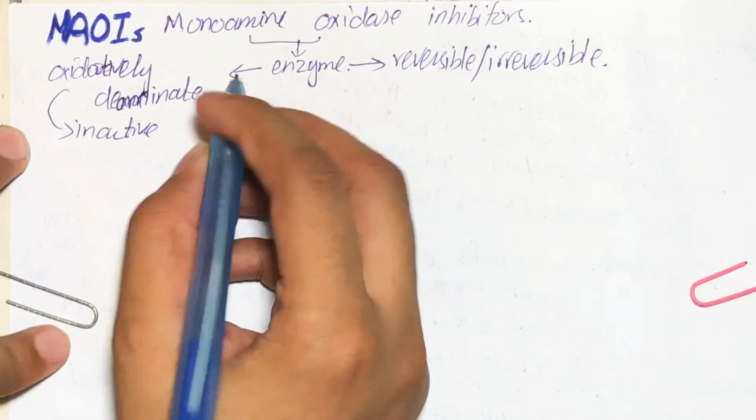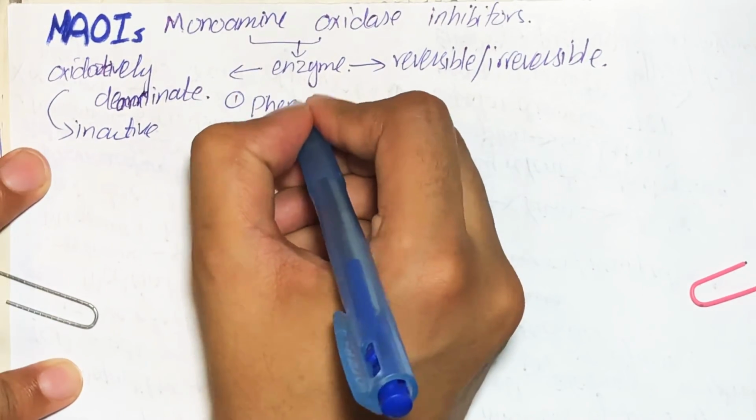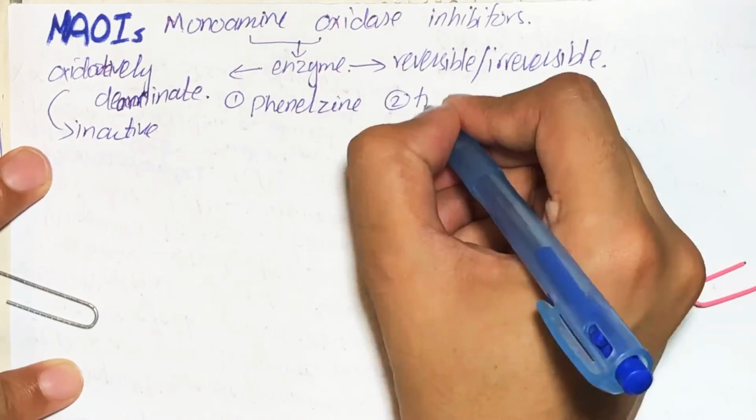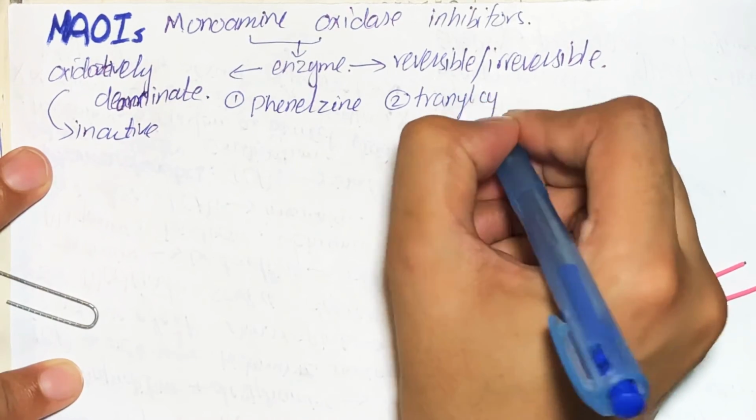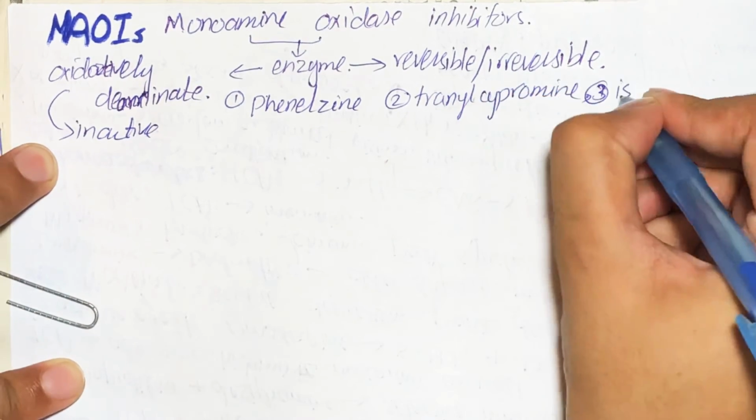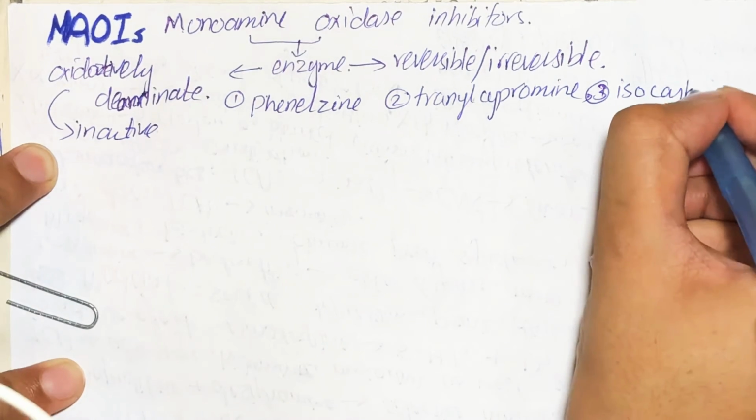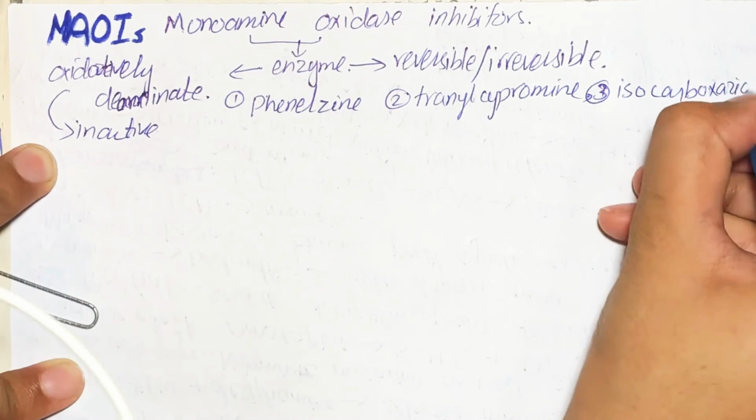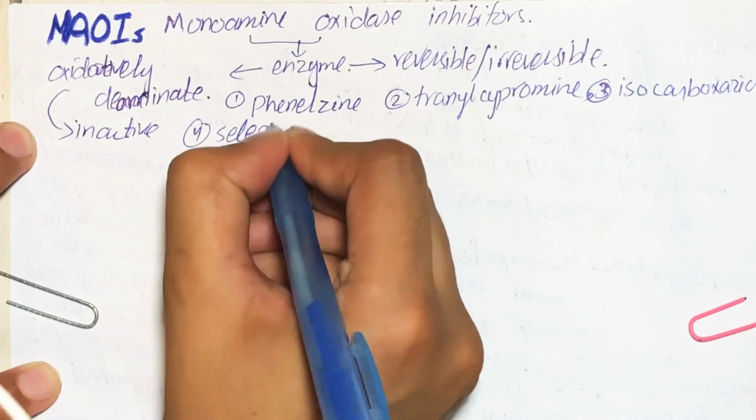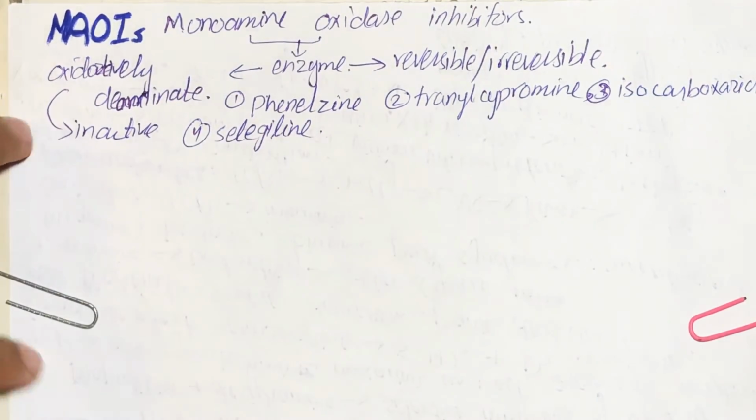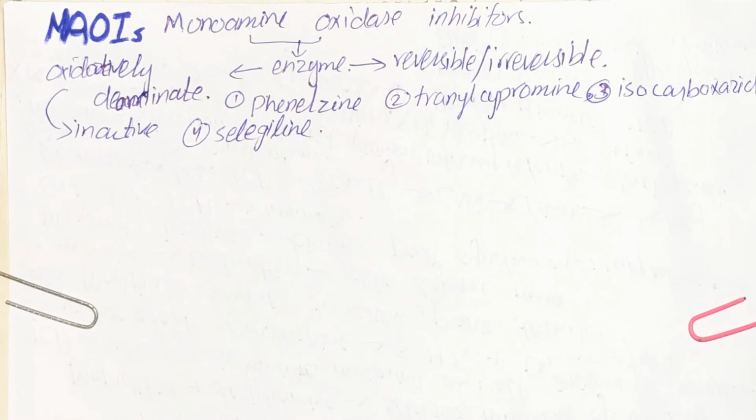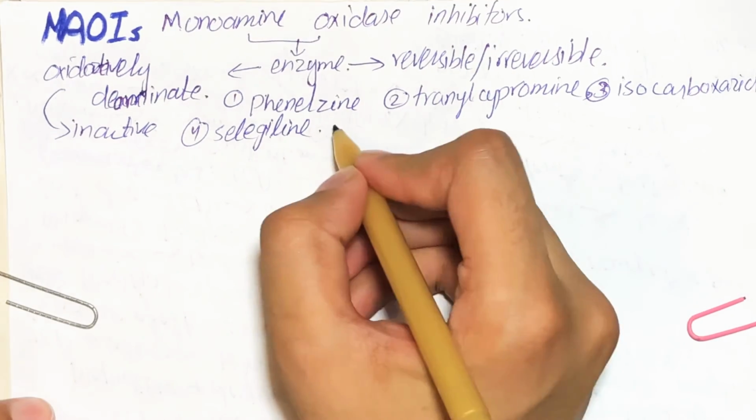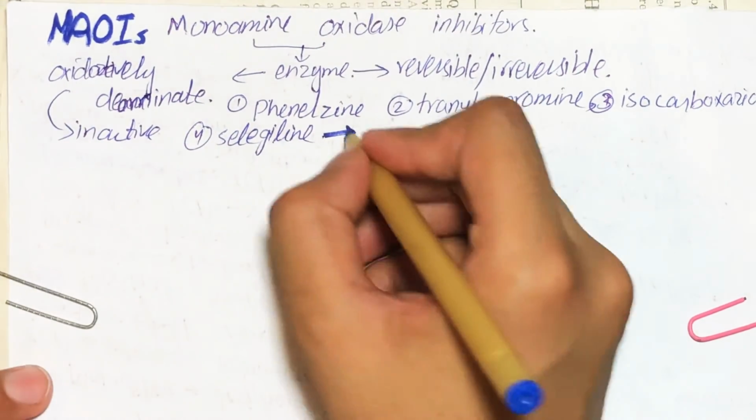So this class includes agents like phenelzine, tranylcypromine, isocarboxazid, and selegiline. These four agents are involved in this class and they are used for their antidepressant activity. So one thing about selegiline is that it is also used for the treatment of Parkinson's.